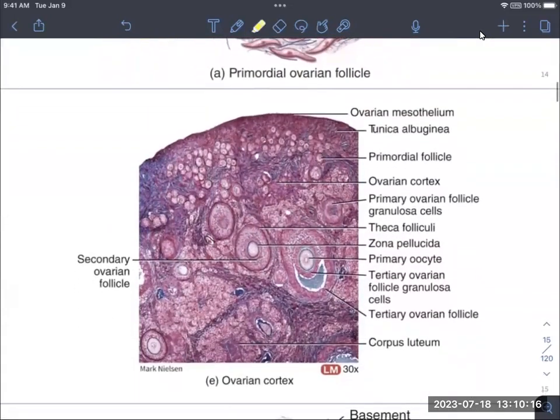Here we can see on this slide, here's this primary oocyte through here. You see lots of those primordial follicles. You see a primary ovarian follicle, those granulosa cells, theca folliculi, zona pellucida, all of this happening. This is around this secondary ovarian follicle.